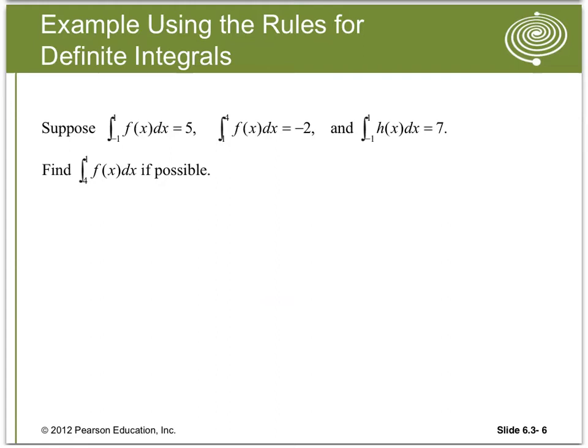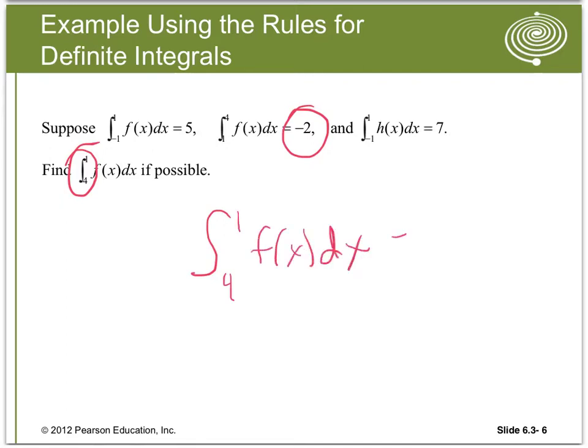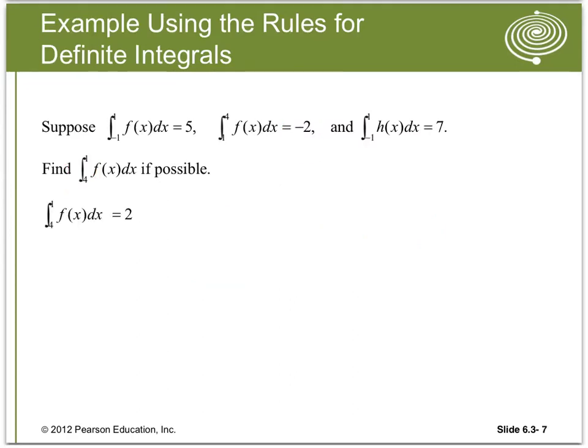Well, using our rules of integration, we know that since the limits of integration are flip-flopped, we can just take our answer and flip-flop it. So the integral from 4 to 1 of f(x) dx is just going to be equal to a positive 2. And it says that there.